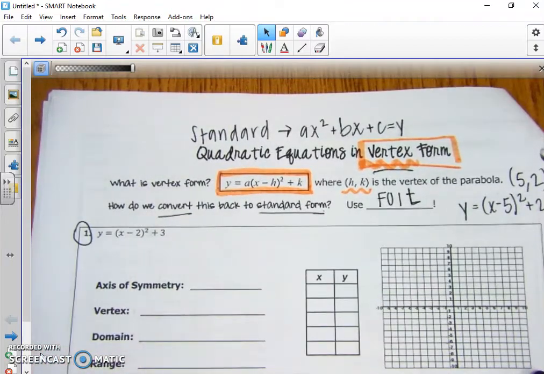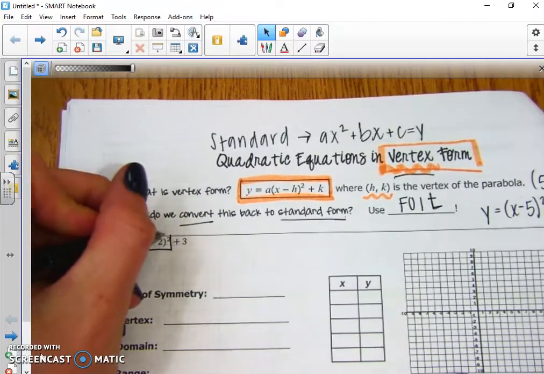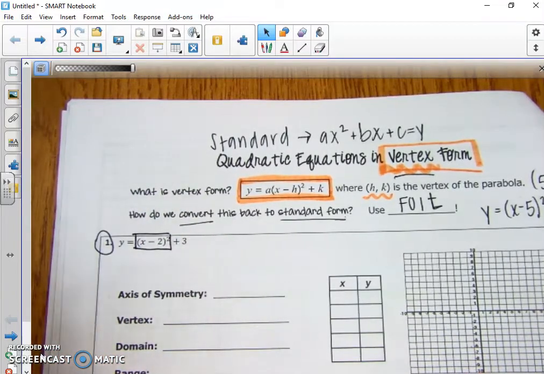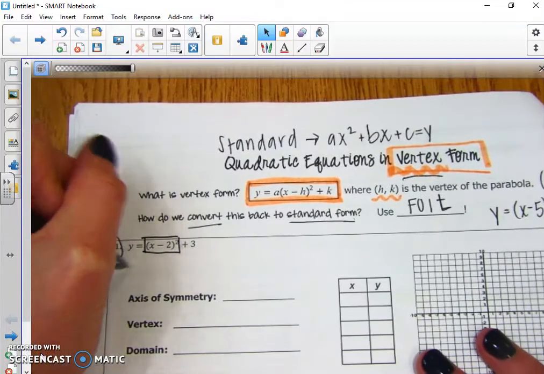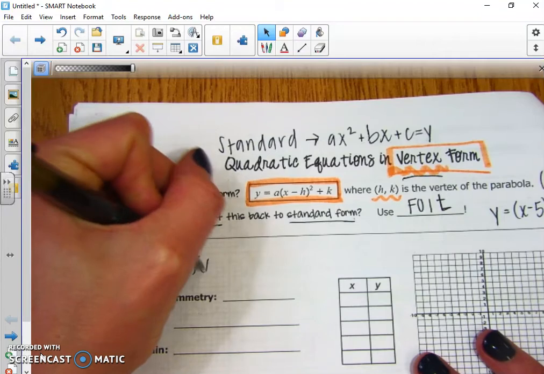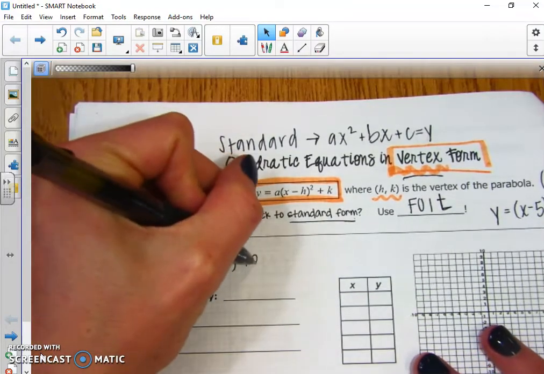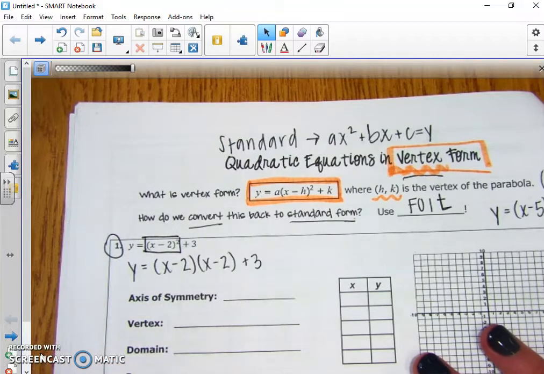Okay. So what we're going to do is take this quantity squared, (x minus 2) squared, and I'm going to rewrite this. I'm going to say y equals (x minus 2) times (x minus 2). And then eventually we're going to have plus 3. Okay, that's just that plus 3 at the end.